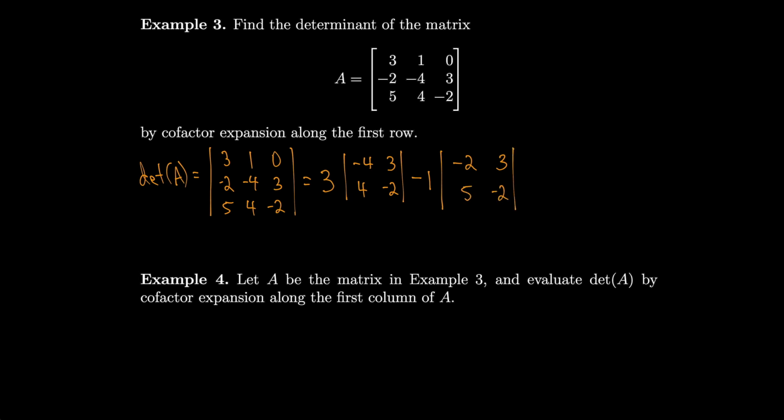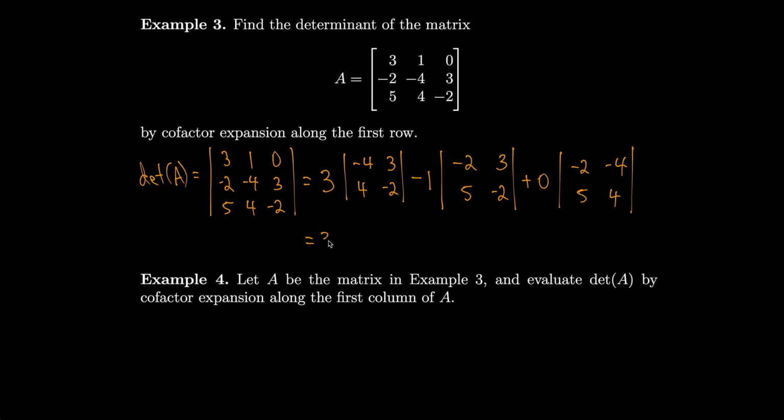And now I'm almost done with this row. Now I've got this 0 to deal with. Again, cross these guys out. And I'll get plus 0 times, this is what's left, the determinant minus 2, minus 4, 5, 4. Not that it matters anyway because I'm multiplying it by 0, so it's going to disappear pretty soon.